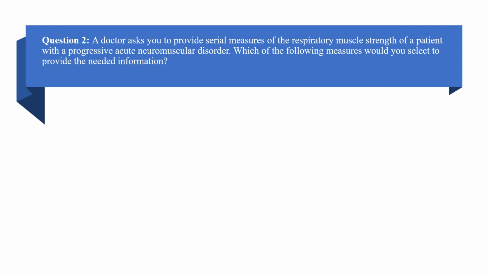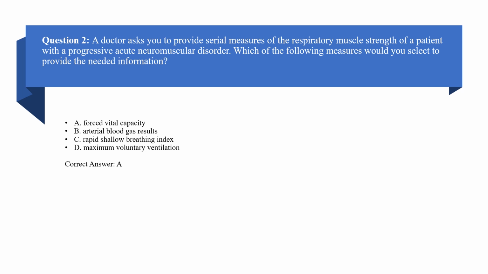In question 2, a doctor asks you to provide serial measurements, so a series of measures, of the respiratory muscle strength of a patient with a progressive acute neuromuscular disorder, such as muscular dystrophy, multiple sclerosis, or any other similar disease. Which of the following measures would you select to provide the needed information? A, forced vital capacity. B, arterial blood gas results. C, rapid shallow breathing index. Or D, maximum voluntary ventilation, or MVV. The correct answer is indeed A.